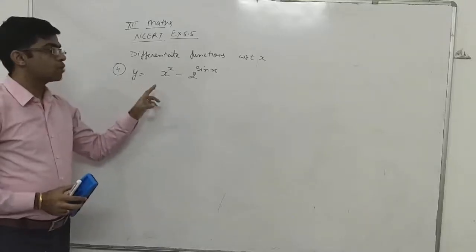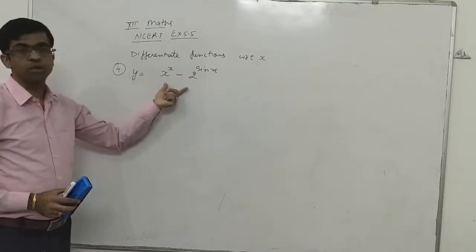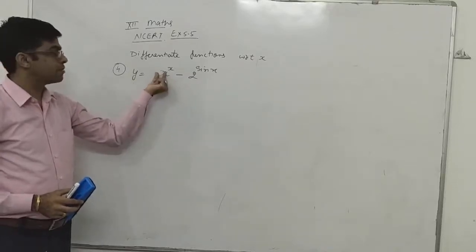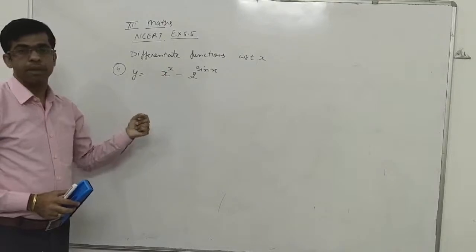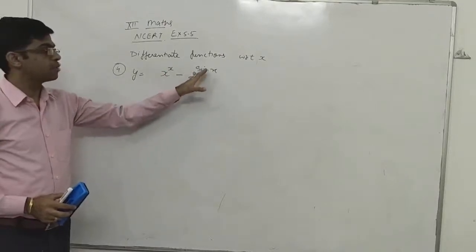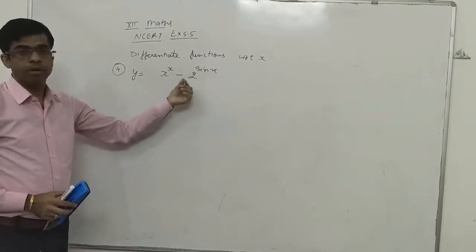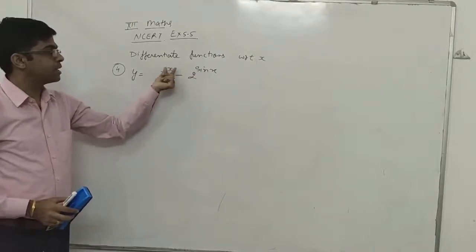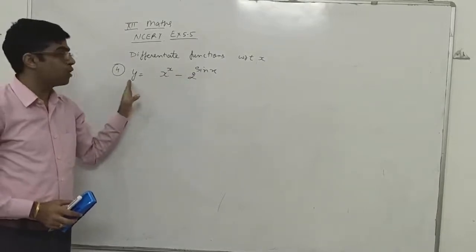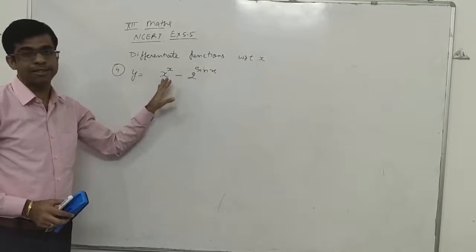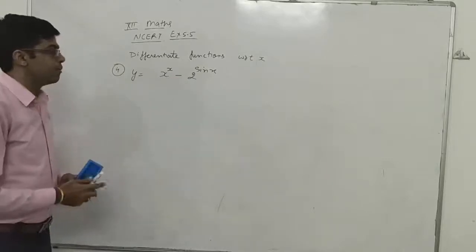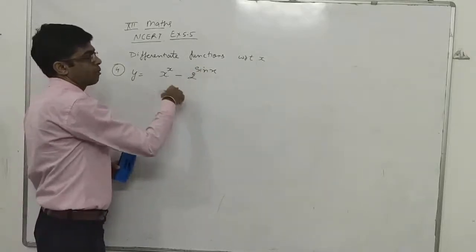Now, the third question you will do yourself. In this fourth question, you can observe that this is a function raised to the power of a function, and this is in the a raised to the power x form. We cannot take log of both at this stage, because we cannot apply the property here.